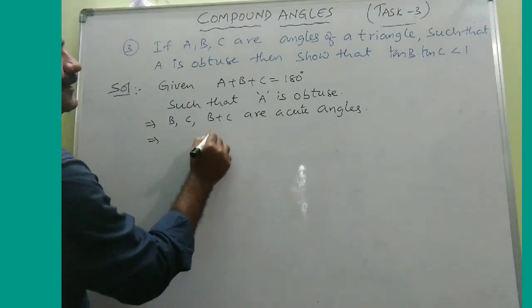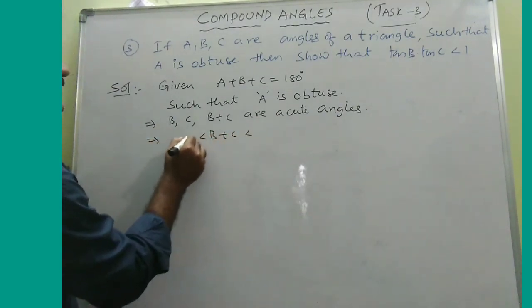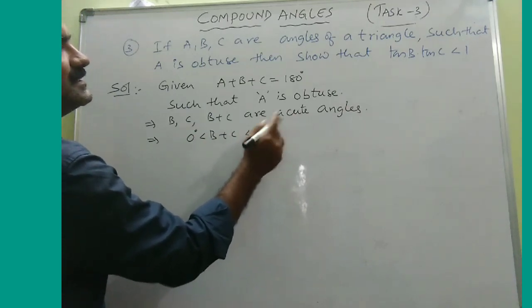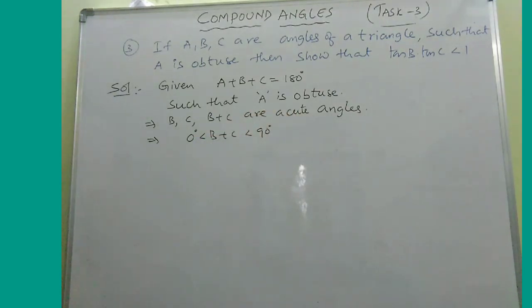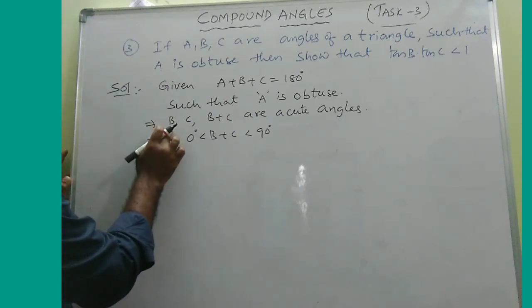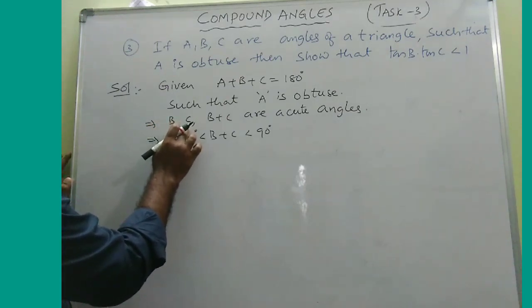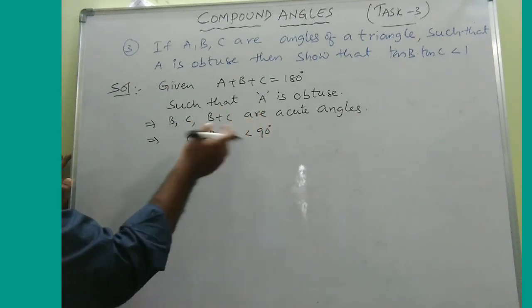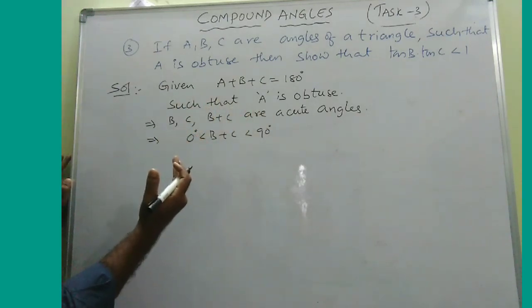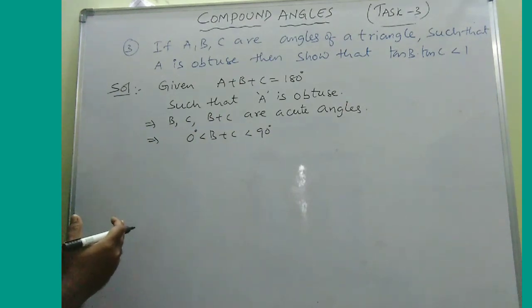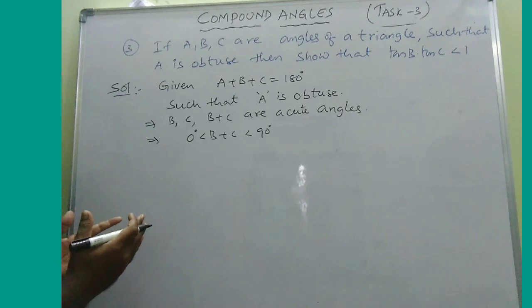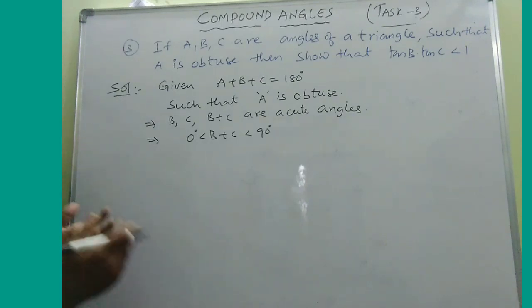That is, B plus C lies between 0 and 90 degrees. Acute angle is nothing but less than 90, and it cannot be negative, no? So that is why B plus C lies between 0 and 90. Then look at me. Since B is an acute angle, C is an acute angle, and even B plus C is an acute angle, all these angles are less than 90, which comes in the first quadrant. Less than 90 degrees, first quadrant. So in the first quadrant, all are positive.